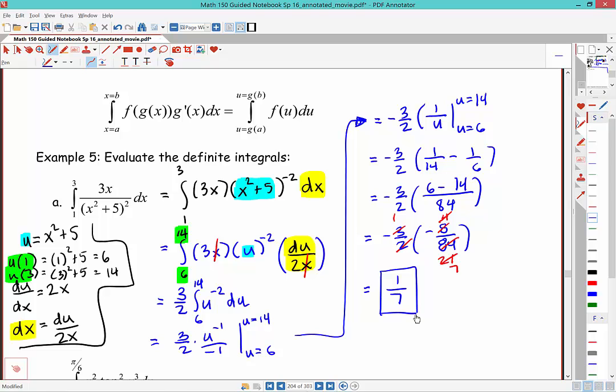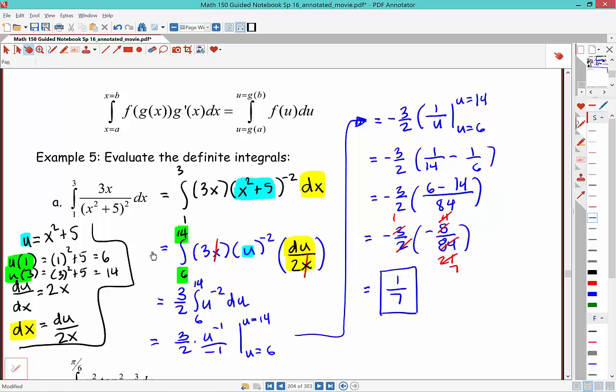So, benefits of this method. You don't incorrectly equate limits, right? If on this step here, I had written that this is equivalent to the integral from 1 to 3 of all this, it's incorrect, right? Because these are limits for x, these are limits of integration for u.